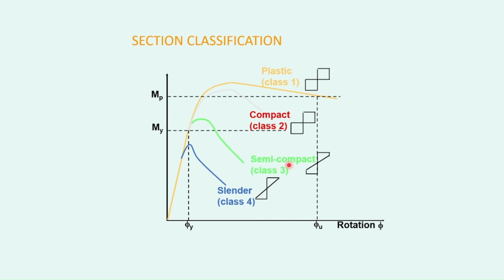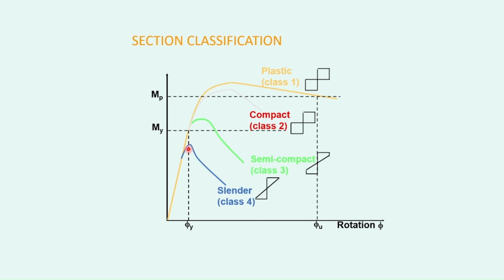Okay, the third one is a semi-compact section, also called a class 3 section. Here you can see that it will reach the yield moment, but it will not reach the plastic moment. And the fourth one is a slender section, or the class 4 section, and this section will not even reach the yield moment itself.